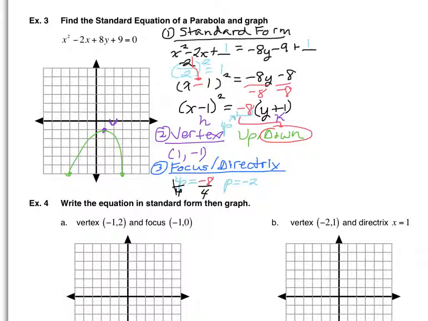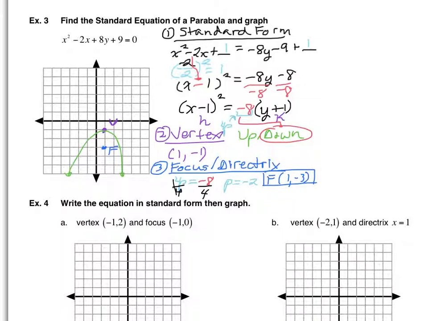So does my focus go above or below the vertex? It goes below. And how far? 2 units. It doesn't matter that p is negative. That has no bearing upon what we're doing. It would if you're using the algebra, but we're not. And so that's our focus. Name that ordered pair. (1, -3). So there's one of the items we're looking for.